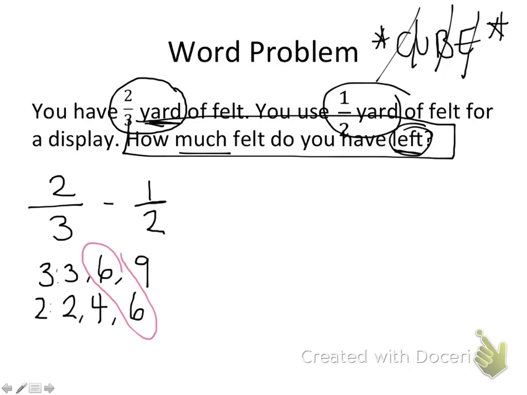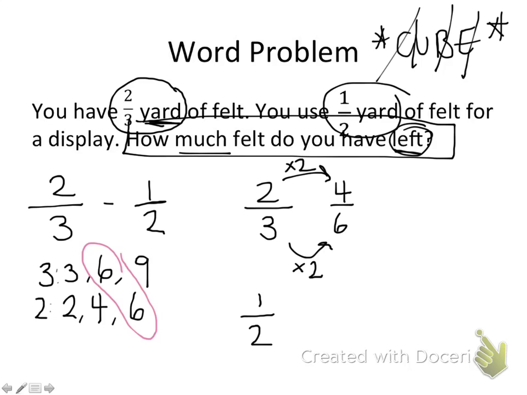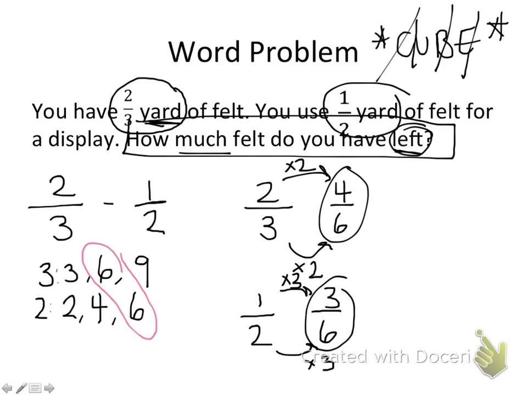Now I need to write them both as a fraction with a common denominator of 6, our equivalent fractions. How do I get from 3 to 6? Times 2. Whatever I do to the denominator, do the same thing to the numerator. 2 times 2 is 4. And we're going to do the same thing with 1/2. What do I do to 2 to get 6? Multiply it by 3. 1 times 3 is 3. And now I have 3/6 and 4/6.